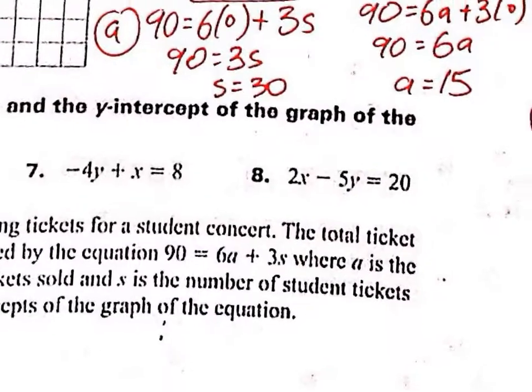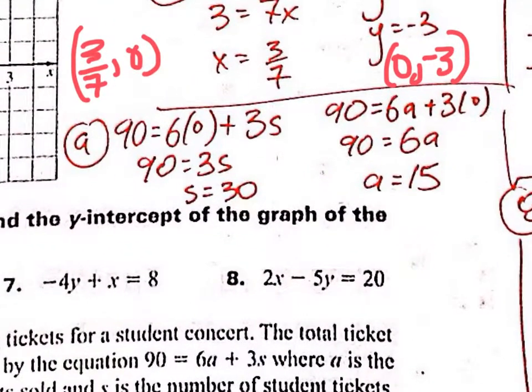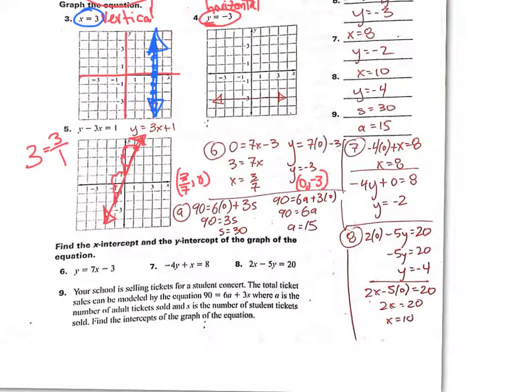So up here, I have solved, plugging in a 0 for a to get s equals 30, and plugging in a 0 for s to get a equals 15. What this means in terms of the question is, if no adults went, 30 students would go for a total of $90, and if no students went, 15 adults would go for a total of $90. So those are our intercepts. And I think we're done.